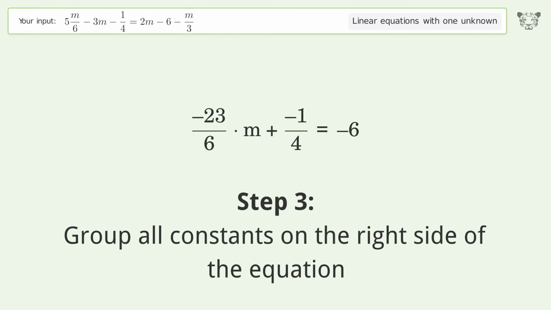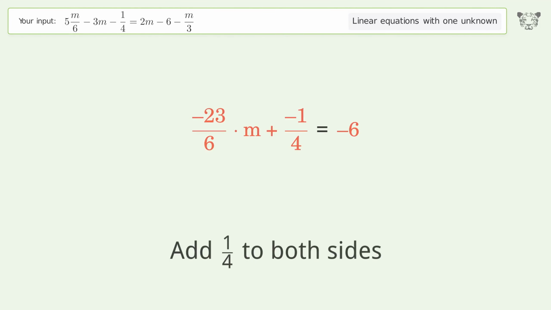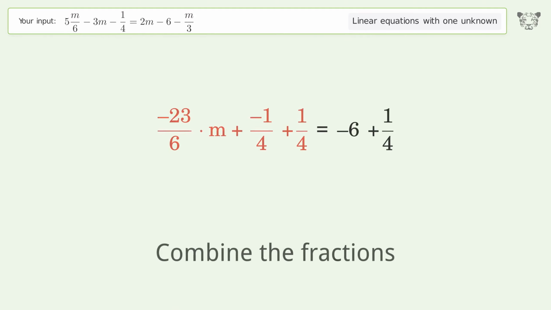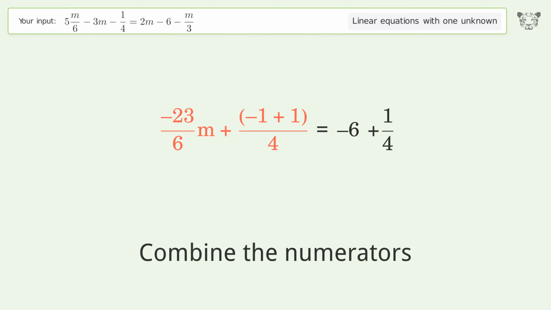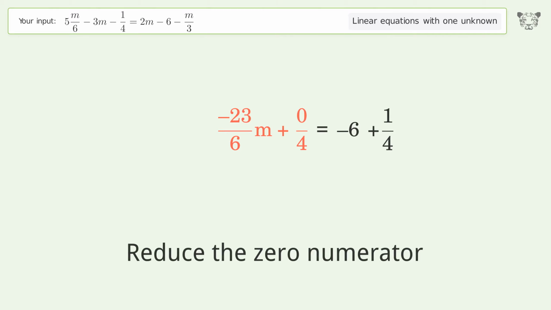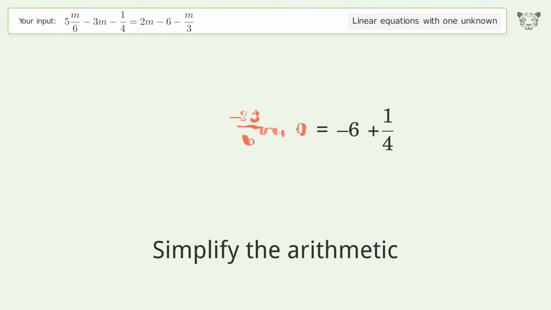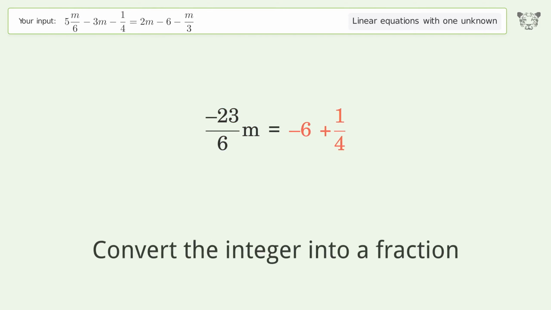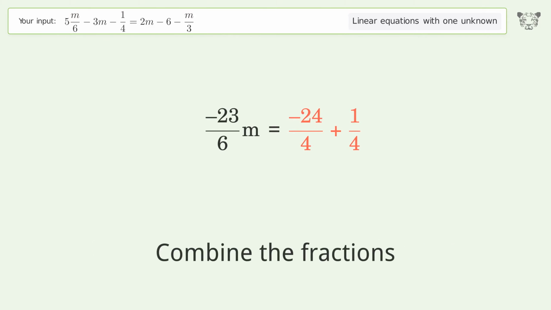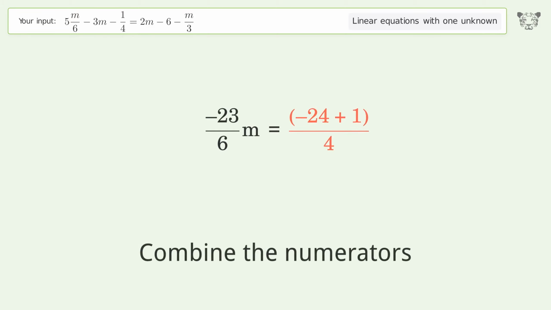Group all constants on the right side of the equation. Add 1/4 to both sides. Combine the fractions. Combine the numerators. Reduce the zero numerator. Simplify the arithmetic. Convert the integer into a fraction. Combine the fractions. Combine the numerators.